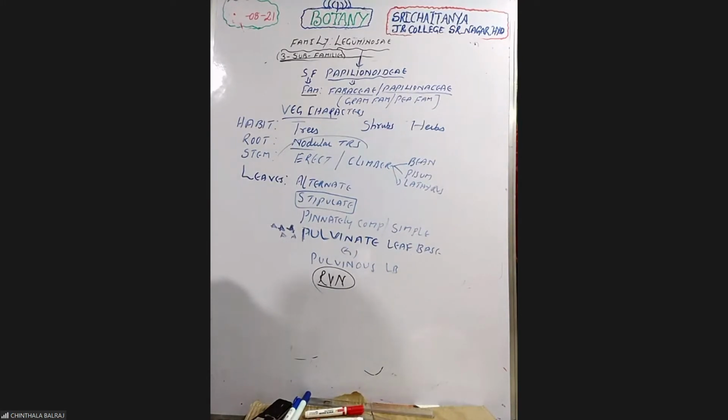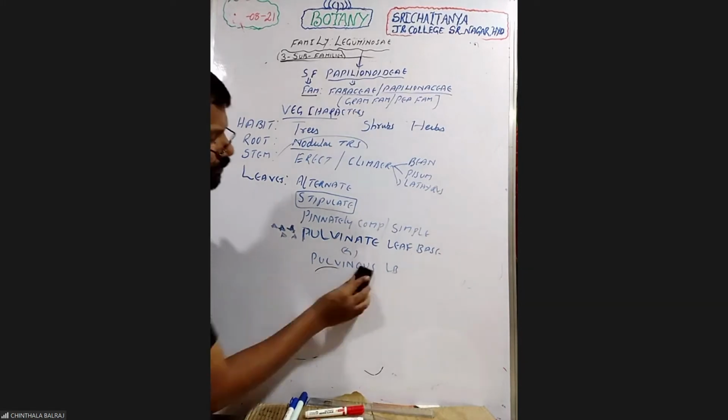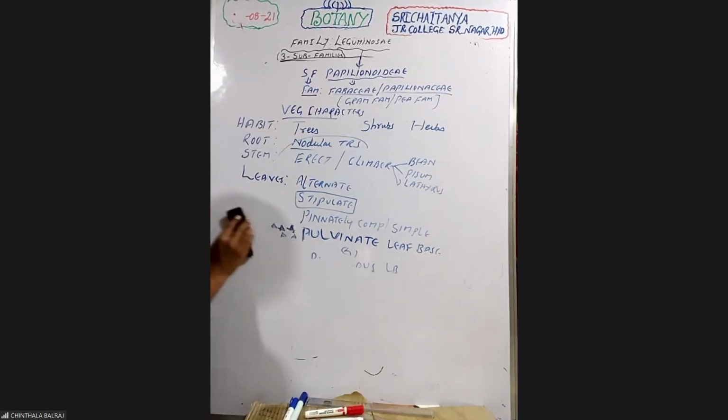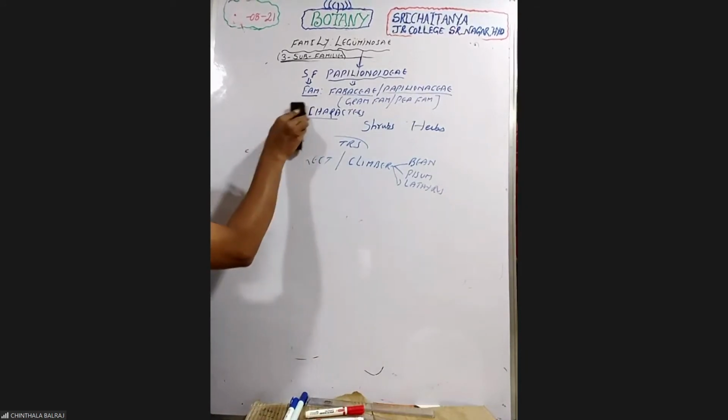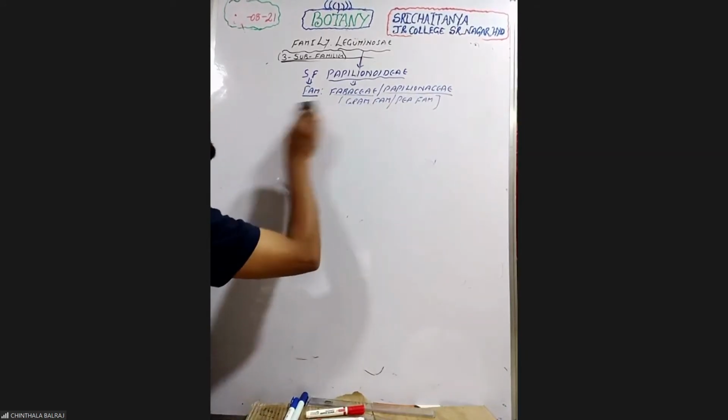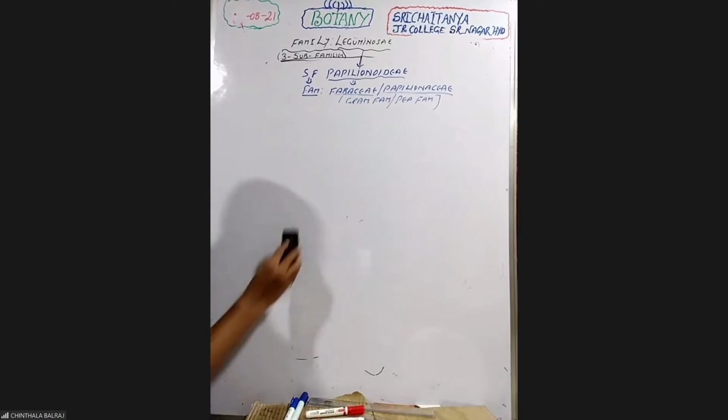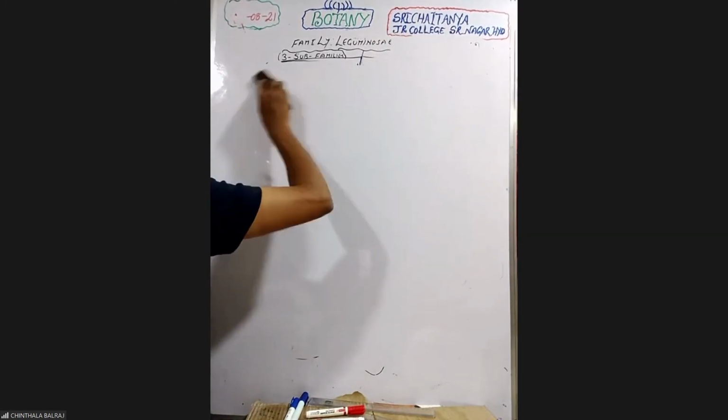Followed up? Yes, sir. So root over, stem over, leaves over. Next, after the vegetative characters, is the floral characters.